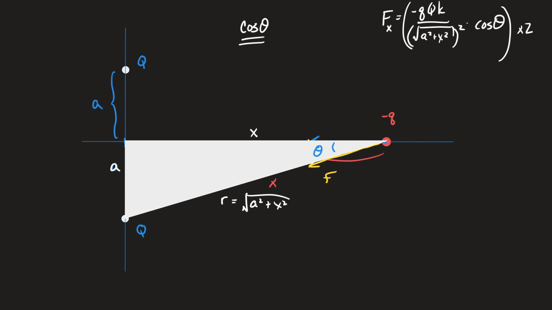We don't actually need theta. We need the cosine of theta, right? Although I said we can't have theta, find an expression for theta, you don't really need to do that. You need to find something to replace the cosine of theta. Well, the cosine of theta is defined by the sides. Adjacent over hypotenuse. So cosine of theta is x over the square root of a squared plus x squared. That's the cosine of theta.